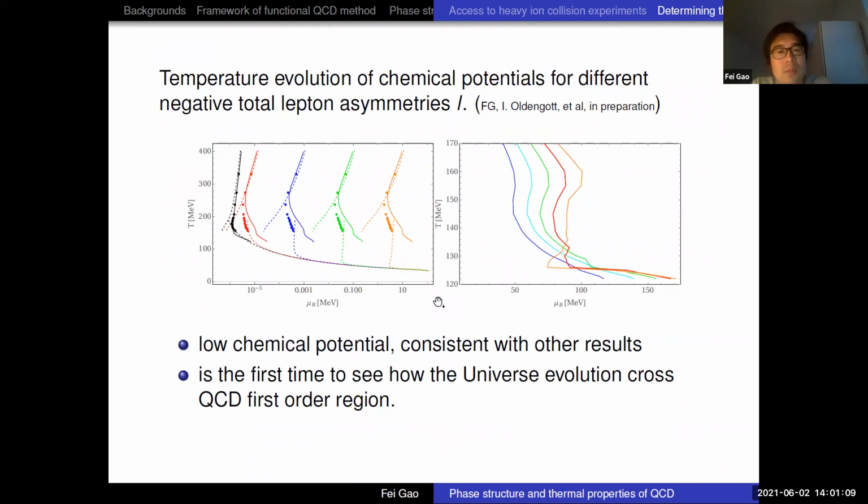So here are some preliminary results for this computation. This is for small chemical potentials. This curve is for one lepton asymmetry value, and this is for different lepton asymmetries. Before, even for one trajectory, we needed 3 methods separately: for higher temperature, we used perturbative QCD results, for intermediate temperature, we used lattice data, and for low temperature, we used the hadron resonance gas.